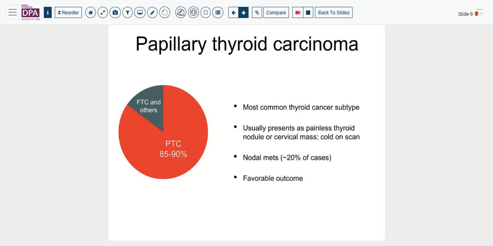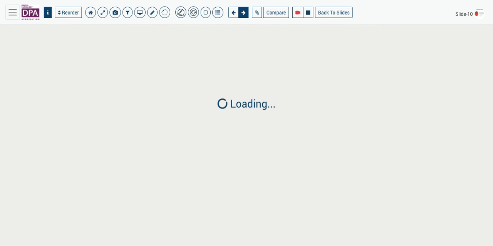So papillary thyroid carcinoma is where we'll begin. It's the largest portion of these tumors. It is the most common thyroid cancer subtype, and usually presents as some sort of a mass, usually a cold nodule if radionuclide scanning is used, and in a fair number of cases may present initially as a nodal metastasis. Because it's a well-differentiated tumor, a slow-growing tumor, and is often surgically resectable, it tends to have a favorable outcome.